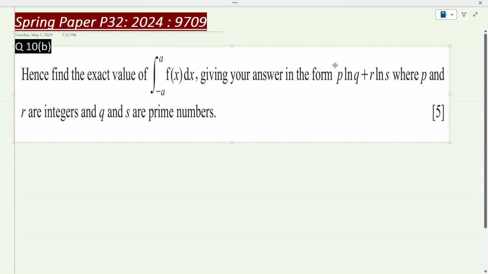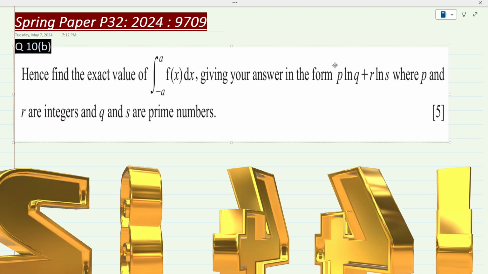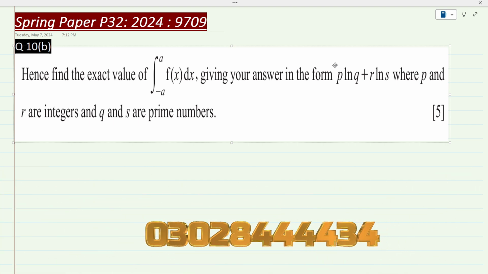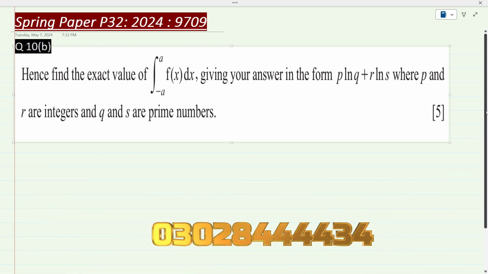Question number 10, B part. Hence, find the value of the integration of this partial fraction, with limits minus 8a. Give your answer in the form p ln q plus r ln s, where p and r are integers and q and s are prime numbers. The numbers inside the logs are prime numbers. The coefficients may be numbers which are not prime. In fact, they are not prime. Anyways, it means we are going to use the results of the previous part.